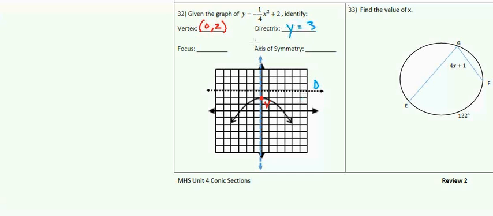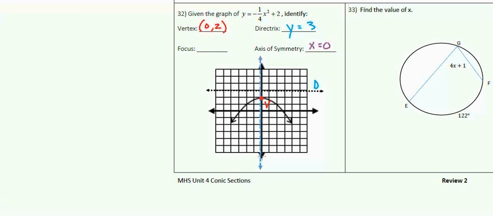Now let's find the axis of symmetry next. Axis of symmetry is also marked on this graph. Remember, the axis of symmetry passes through the vertex. And in this case, the axis of symmetry is exactly along the y-axis. When you have a point on the y-axis, the one value that never changes is the x value. Every point along this vertical line has an x value of 0. So on this graph, the axis of symmetry is x equal to 0.